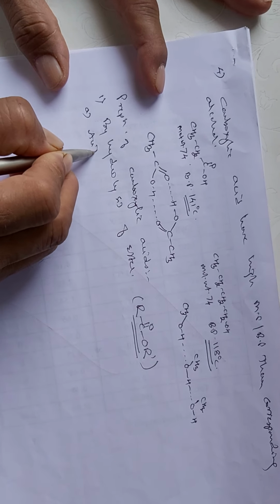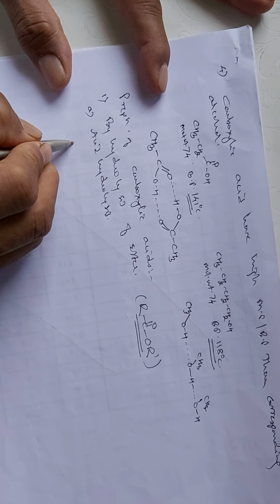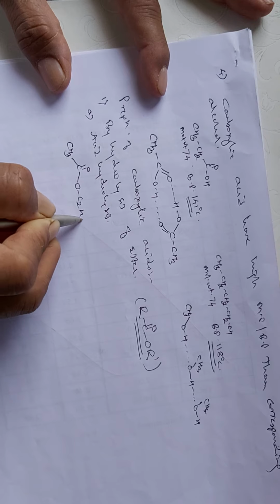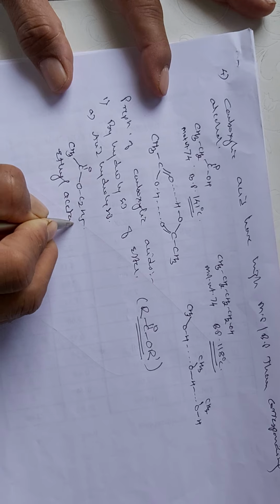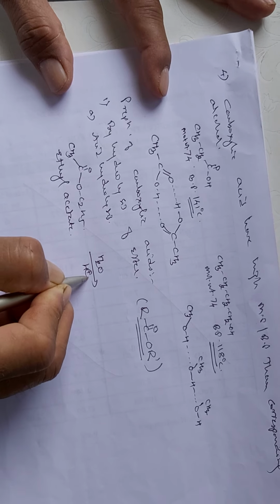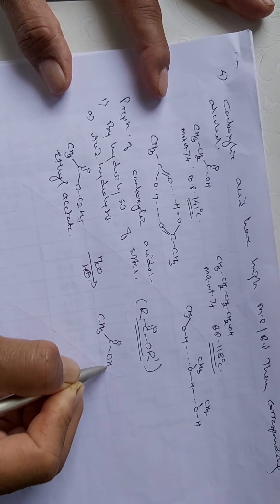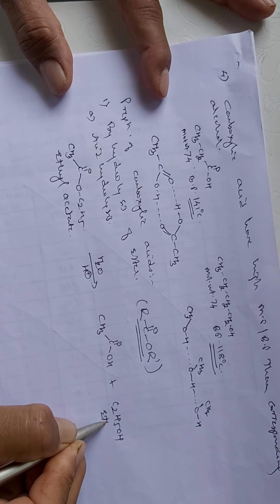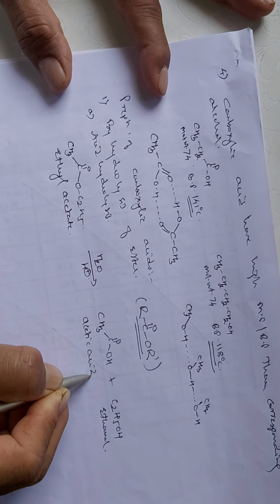First of all we will see the acid hydrolysis of the ester. Here CH3 C double bond O OC2H5, that is ethyl acetate. Ethyl acetate on hydrolysis in presence of an acid gives you the formation of carboxylic acid, that is the acetic acid, plus alcohol, that is C2H5OH. Means here you are getting the formation of ethanol and acetic acid.